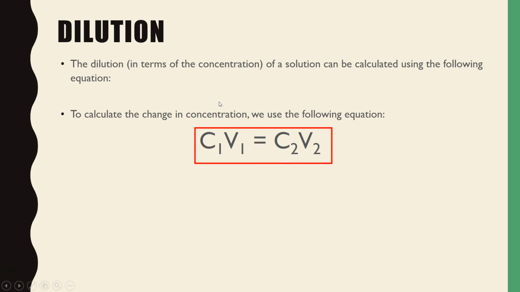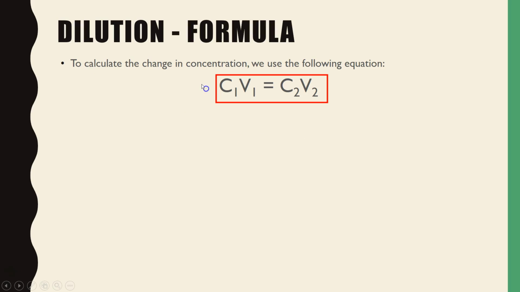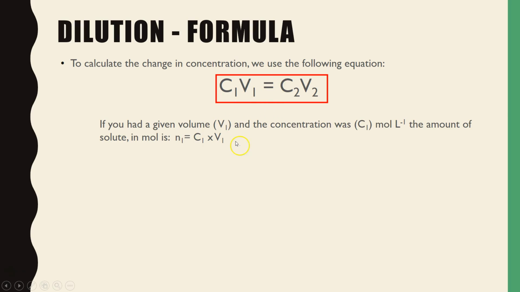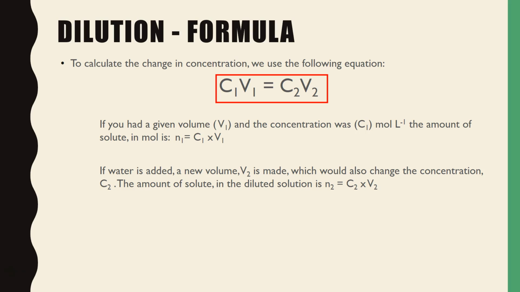To calculate dilution, we use the following formula. This slide here shows how the formula has come about. So if we had a given volume, such as V1 in litres, and a given concentration, such as C1 in moles per litre, the amount of solute in that particular solution will be calculated by n equals C times V. If water was added to that solution, and we have a new volume known as V2, again in litres, it would also change the concentration, so C2 in moles per litre would be changed. The amount of solute, however, has not changed, so the moles in the solution is the same as before.